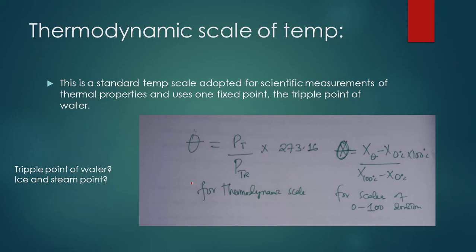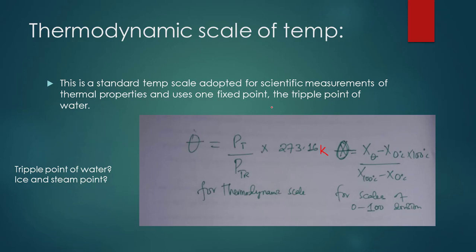Thermodynamic scale of temperature. This is a standard temperature scale adapted for scientific measurements of thermal properties and uses one fixed point, which is the triple point of water. So how does this go? Unlike the previous thermometers, where we saw there must be an upper fixed point and a lower fixed point, this is a special type of standard temperature scale which uses only one fixed point, which is the triple point of water.